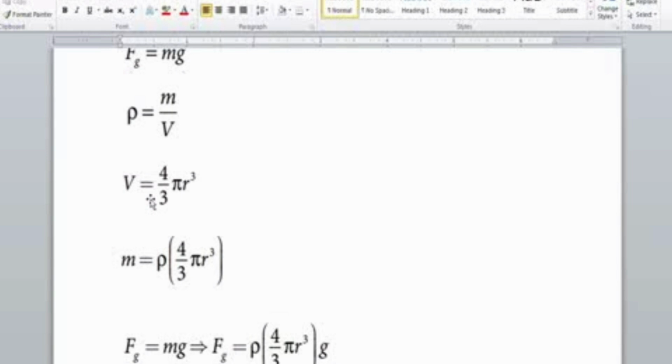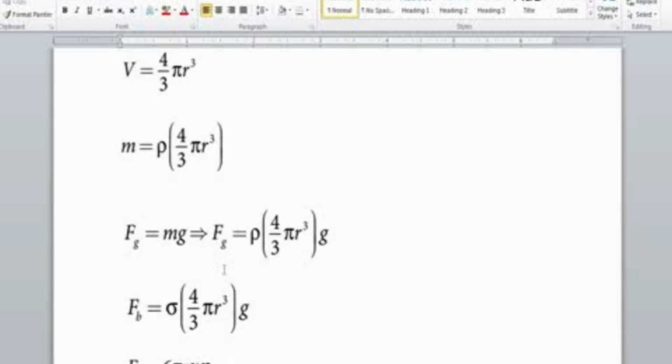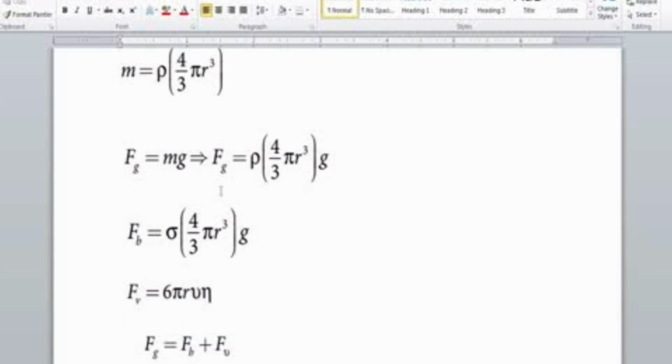Volume, it's a spherical shape, so the volume of the sphere is 4 by 3 pi r cube, where r is the radius. Right? So mass m is equal to density into volume. Density is rho, volume is 4 by 3 pi r cube. Now you can substitute that m value here. Fg equal to m into g, so instead of m, we write this equation: rho into 4 by 3 pi r cube into g. This is the force acting due to gravitational force.